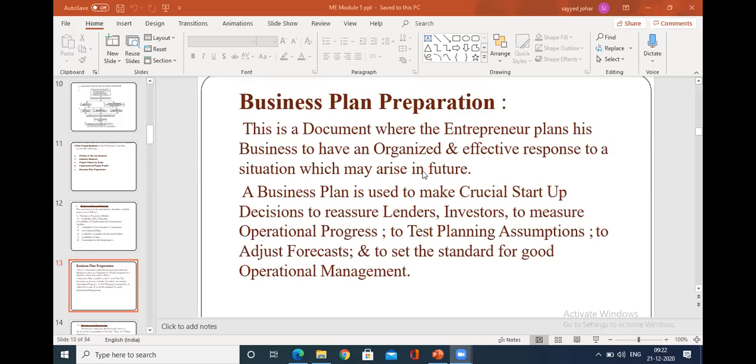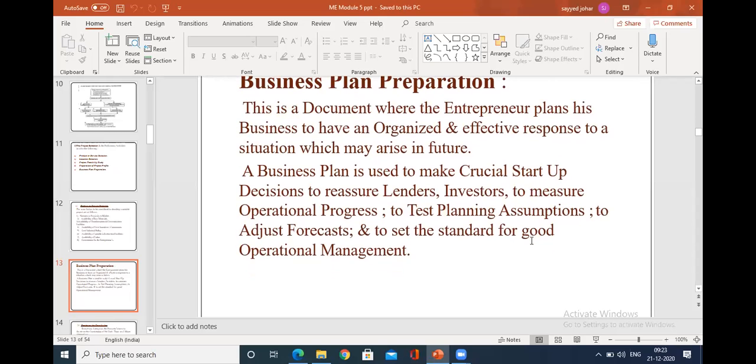So what all factors the institution goes through, right? A business plan is used to make crucial startup decisions, to reassure lenders and investors, and to measure operational progress. Progress doesn't only mean positive progress, maybe there are certain losses. So how well a business plan is prepared is being discussed. Also to test planning, to test forecasts, forecasts being nothing but predictions, and to set standards for good operational management.